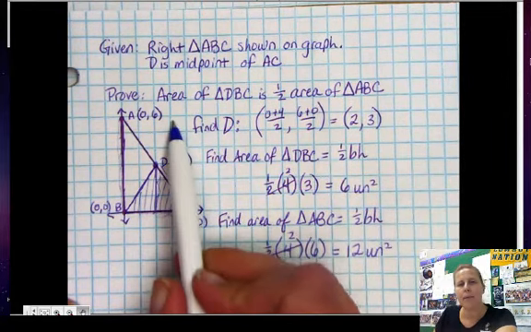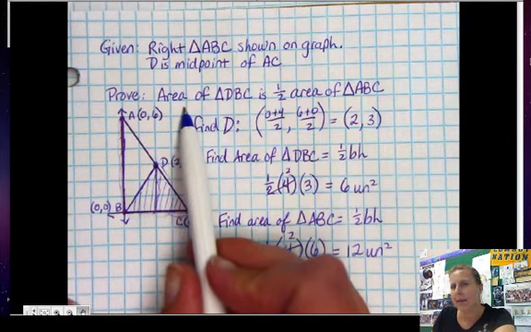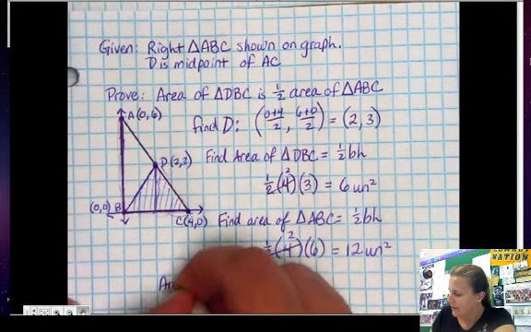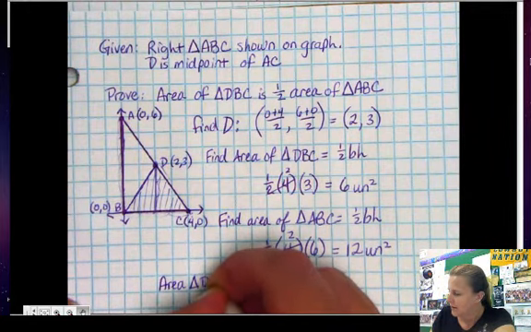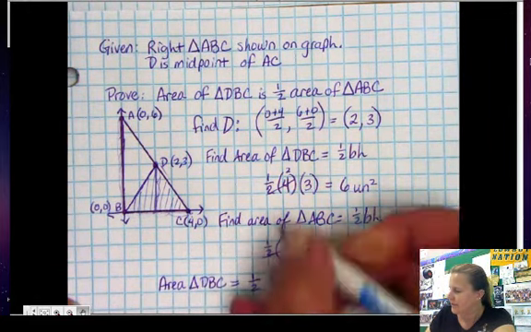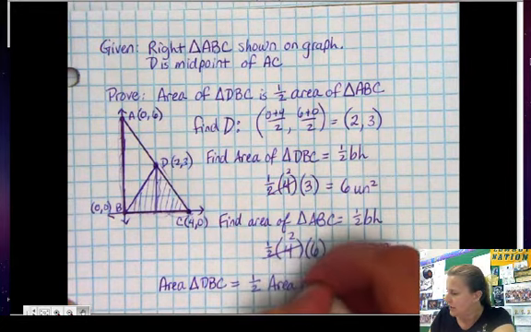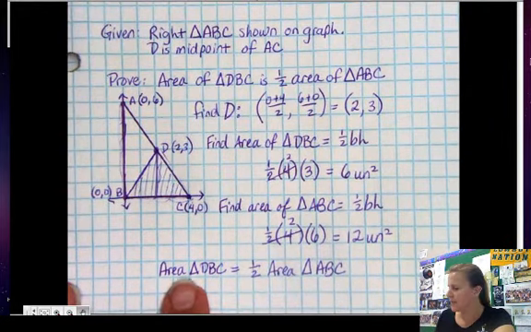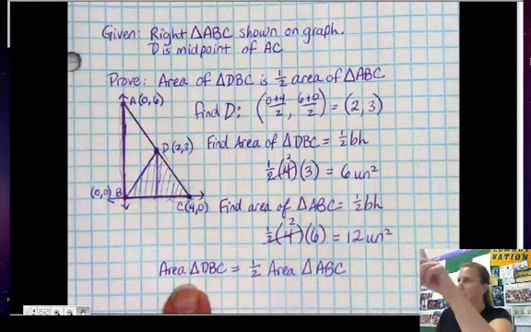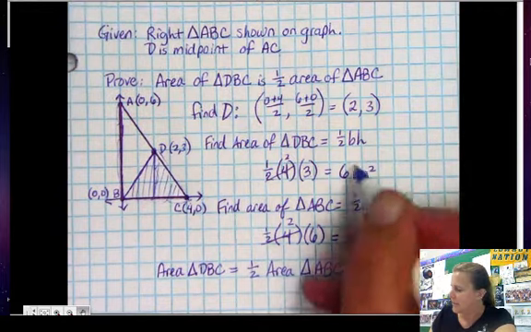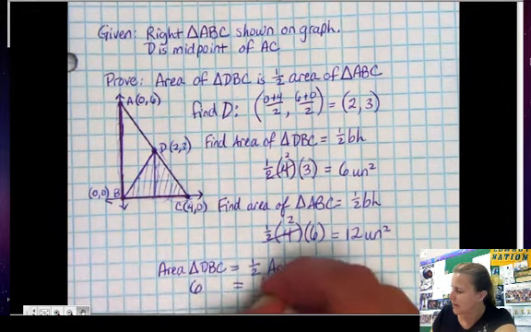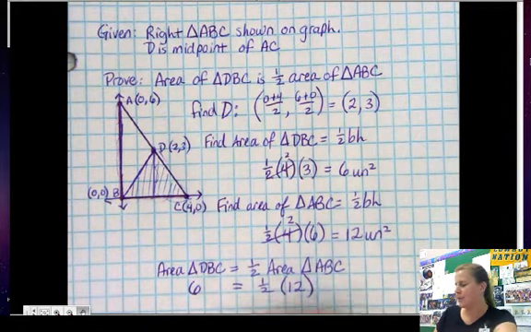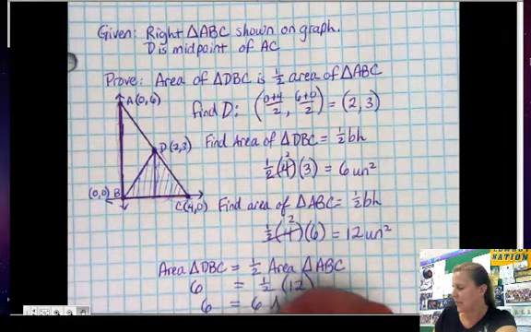So what I want to prove is that the area of triangle DBC equals 1/2 the area of triangle ABC. So let's see if we did that. So what is the area of triangle DBC? The area of triangle DBC is 6, so that equals 1/2 the area of triangle ABC, which is 12. Okay, and so you'll see that 6 does equal 6, so we did it right.